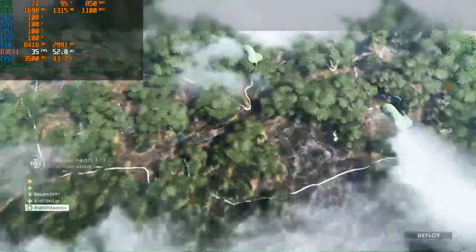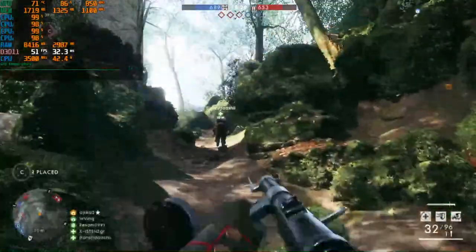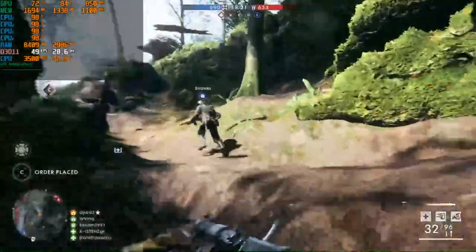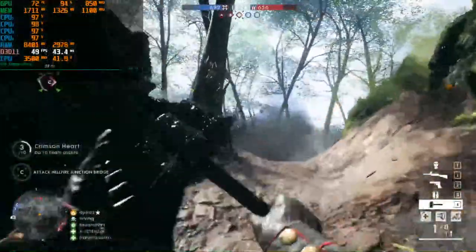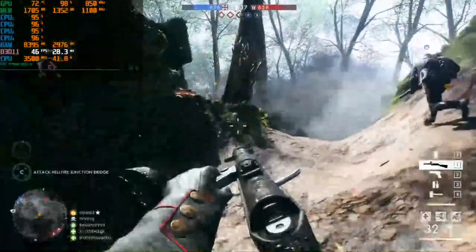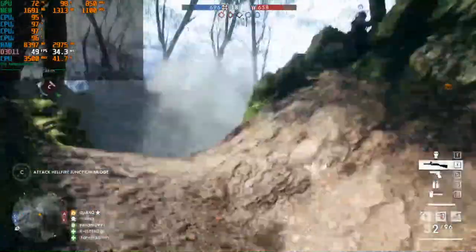So yeah, in this case, you cannot really talk about a bottleneck on the GPU, but this system is quite balanced like this, actually, all things considered.